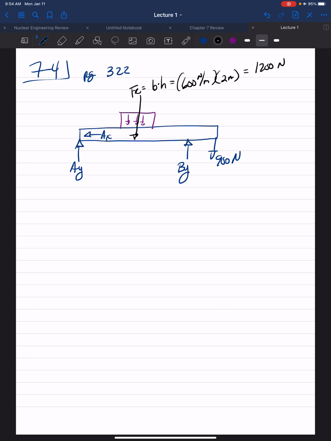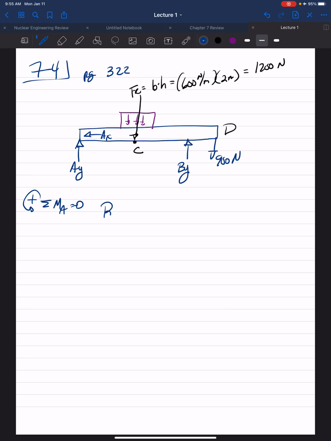So if we section it at C, and this is point C, then if we work the segment CD, that's less unknowns than if we work segment AC. But we still have to determine the support reaction BY. So we take the sum of moments about point A, and we can eliminate having to solve for AY and AX.